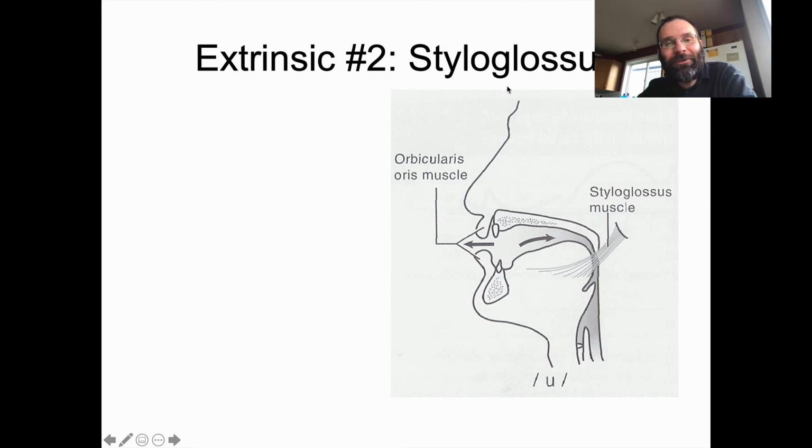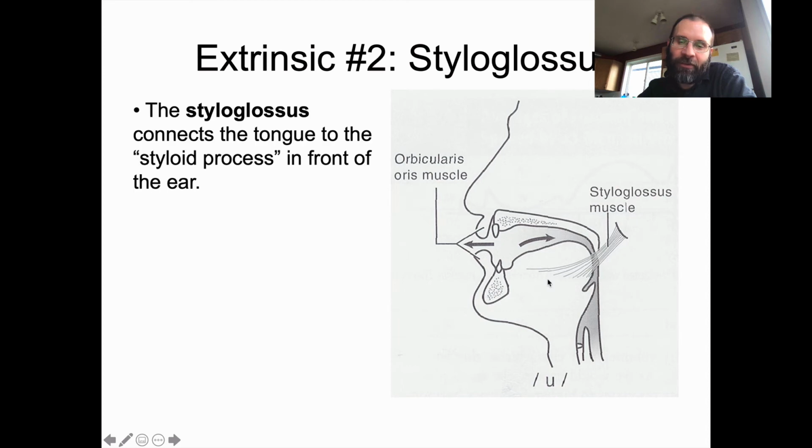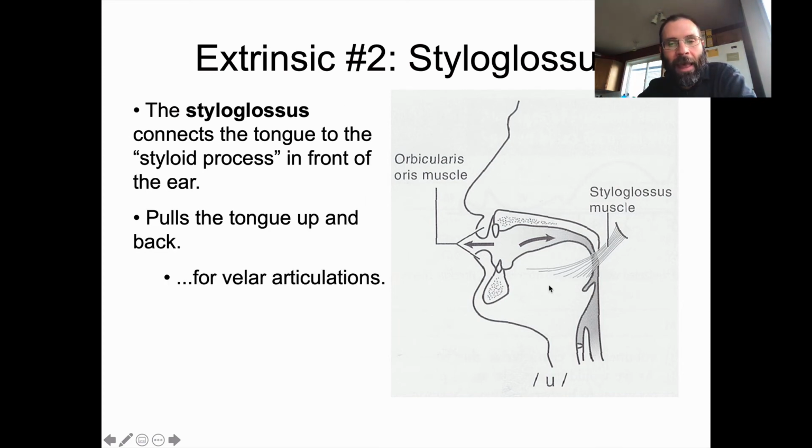Extrinsic muscle number 2 is the styloglossus. This is going to connect to basically the back of the tongue and what's called the styloid process in front of the ear, so closer to the back there. And if you contract that, it's going to shorten that distance, right? So it's going to lift the tongue up and back into the velar place of articulation here.